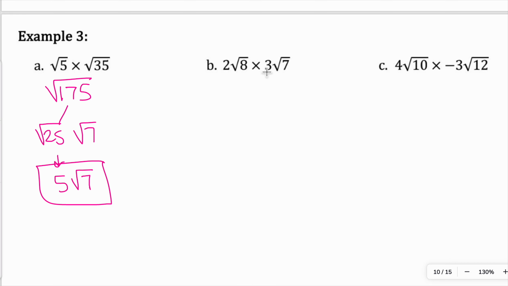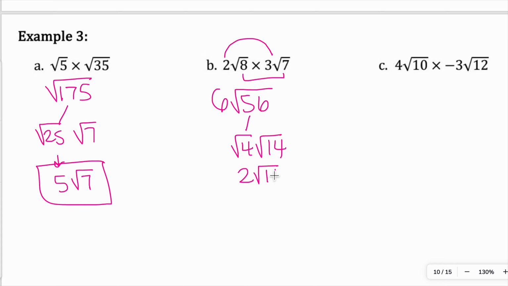2 square root 8 and 3 square root 7, you multiply your coefficients, so 2 times 3 is 6, and then multiply your radicands, square root 56. And then you can break that down into perfect squares. I know 4 can go into 56 14 times. So that's 2 square root 14, but I still have my 6 to bring down. So 6 times 2 is 12 square root 14.